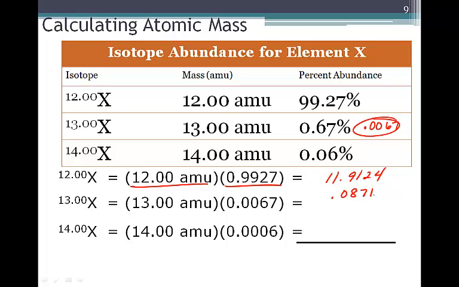And I get 0.0871, and then 14 times 0.0006, and I get 0.0084. When I add these numbers together, I get an average atomic mass of 12.0079, or 12.01 AMU.